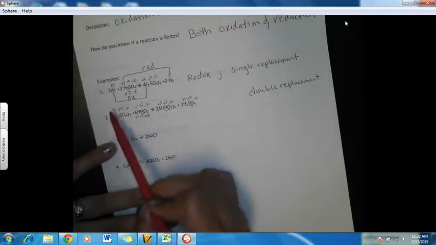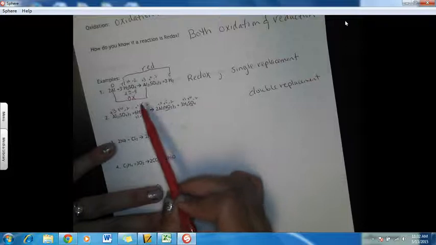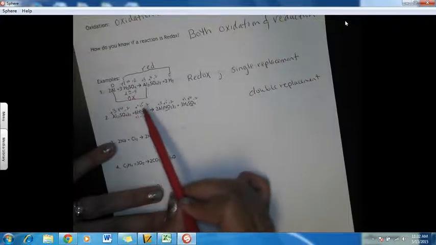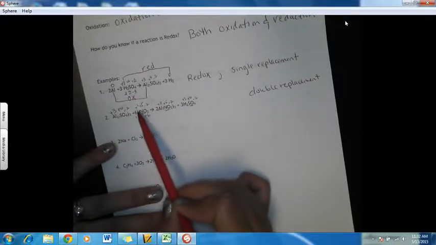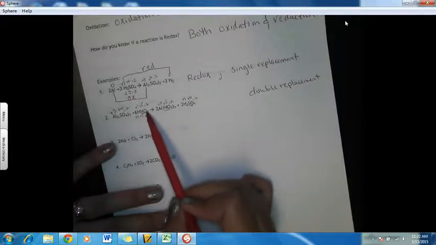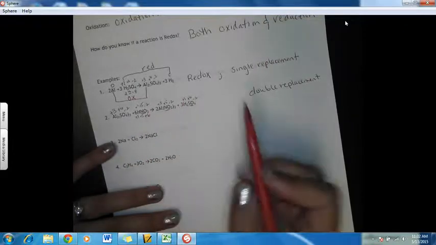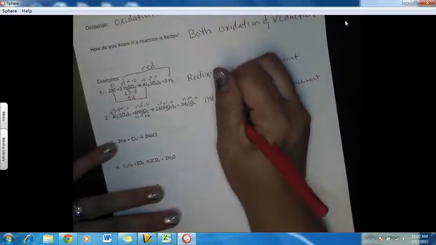So aluminum, 3, 3. Sulfur, 6, 6. Oxygen, 2, 2. Hydrogen, 1, 1. Nitrogen's 5, 5. Oxygen's 2, 2. Nothing changed. Nothing oxidized, nothing reduced. This is not redox.